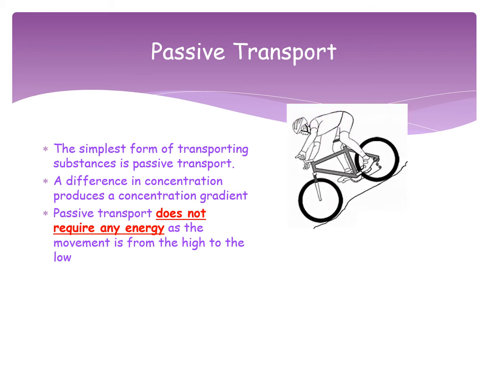For example, if you were riding a bike and you got to a steep hill, you wouldn't really need to pedal, you wouldn't need to put in any energy. So that's how you can remember it. If you remember a person on a hill, because it's going from high to low, they wouldn't have to do anything, they just go straight down the hill if it was steep enough. So it does not require energy.